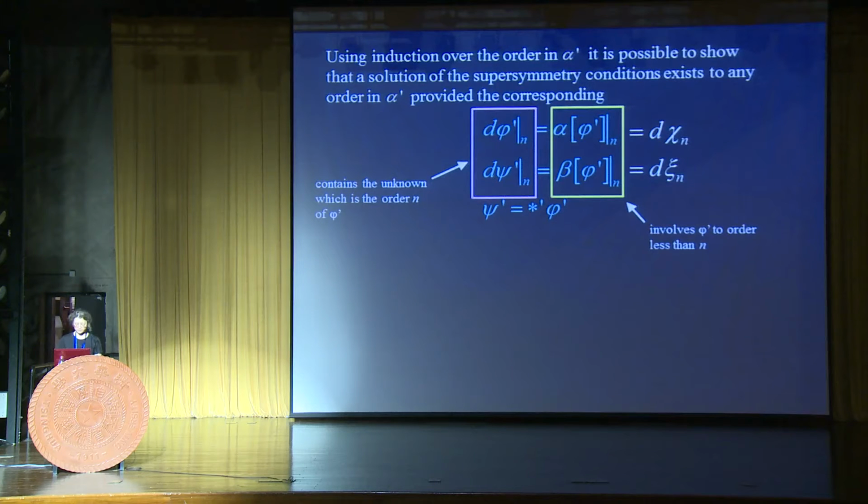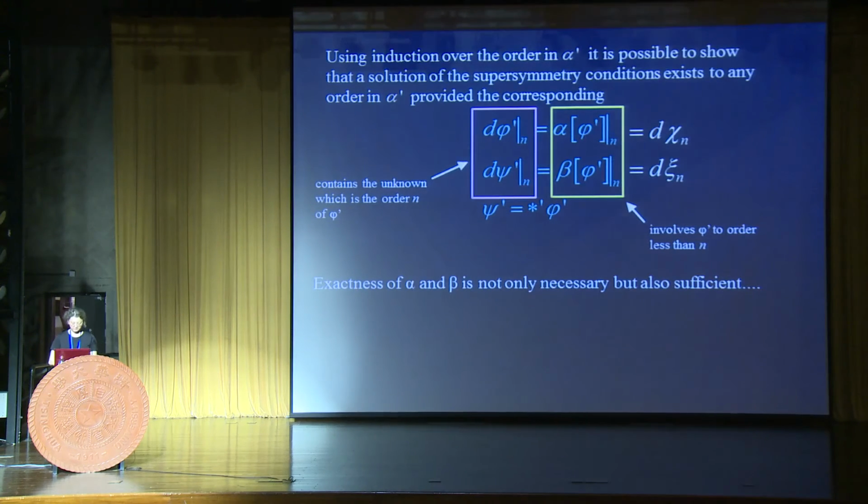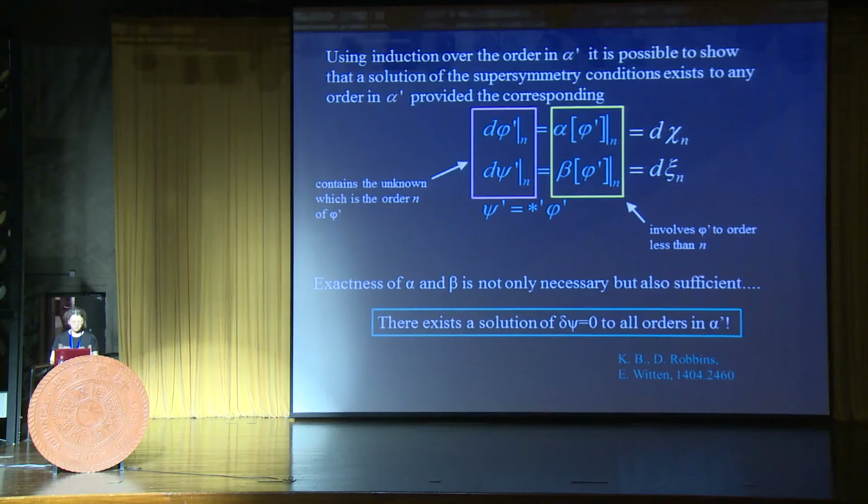And again, a necessary condition for solvability is that these forms are exact. And then, again using G2 magic, exactness of alpha and beta is not only necessary, but also sufficient. So there's a solution to all orders in alpha prime.